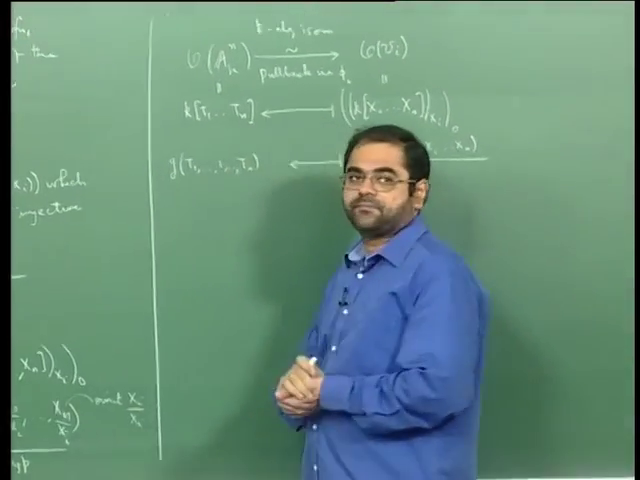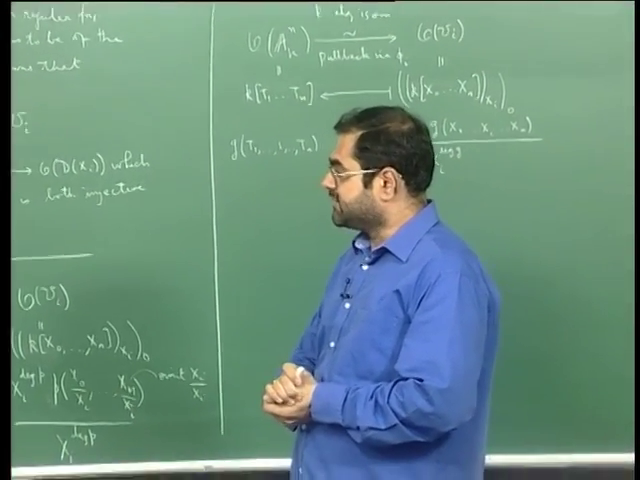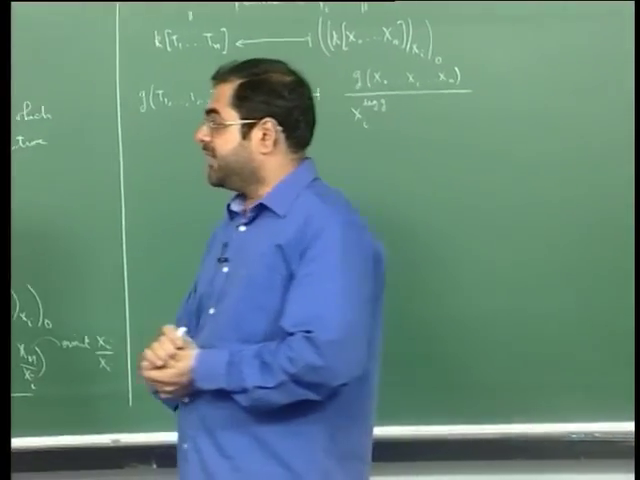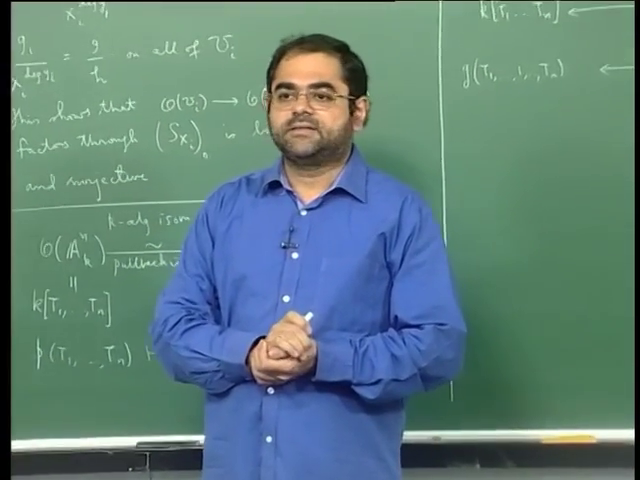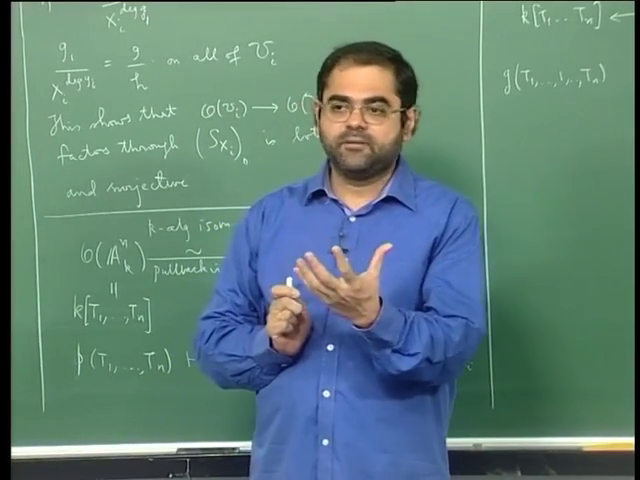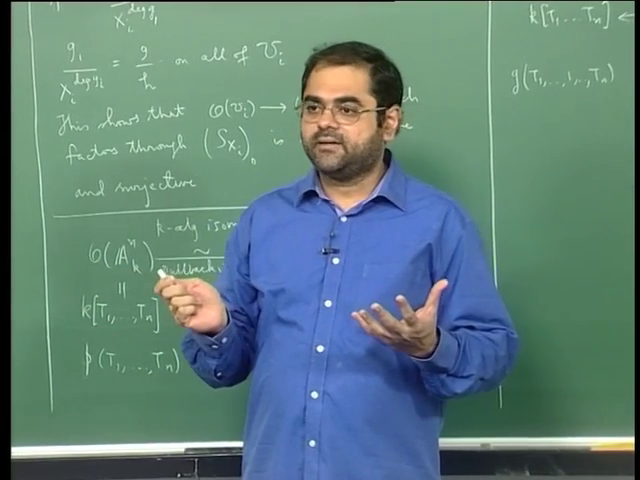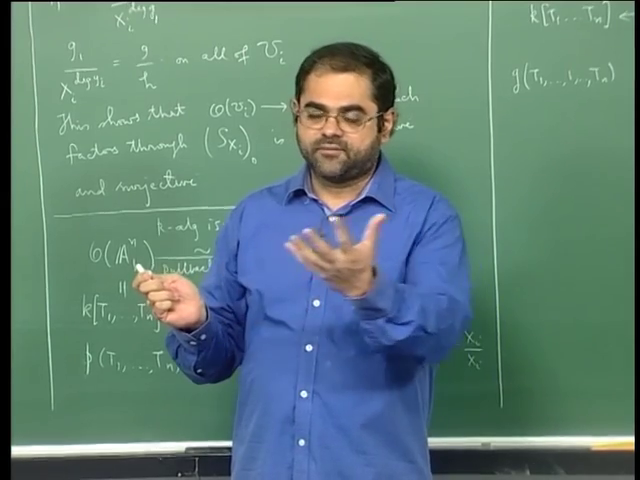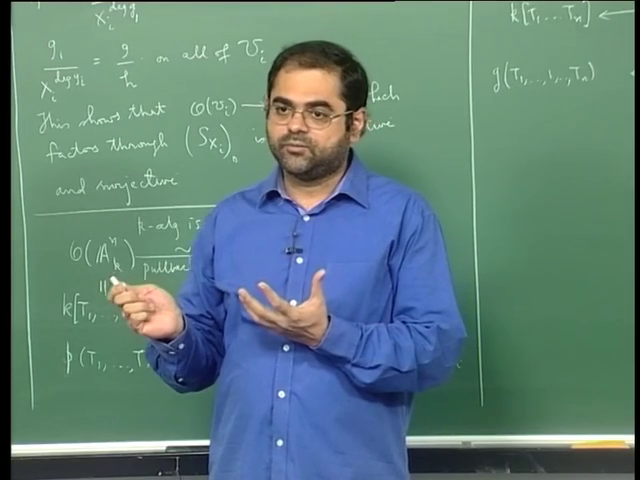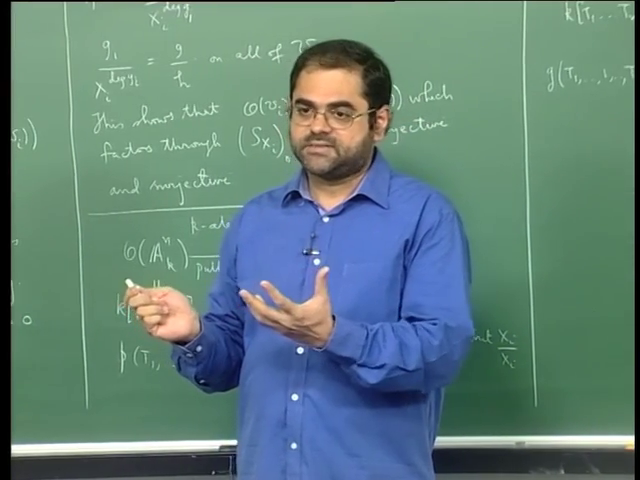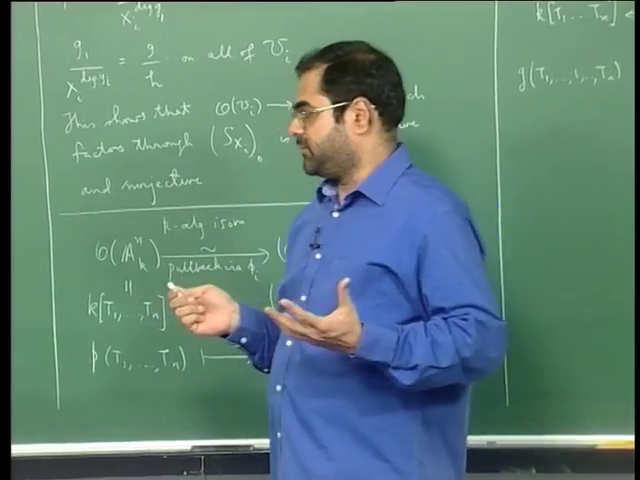So what I need to say next, which I will do in the next lecture, is that I will use this to tell you that affine varieties are the building blocks of all varieties. I will tell you that any variety can be covered by finitely many open sets which are each themselves isomorphic to affine varieties. So affine varieties are the building blocks of all varieties. So I will do that in the next lecture.